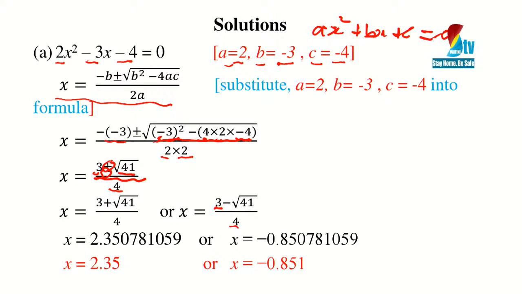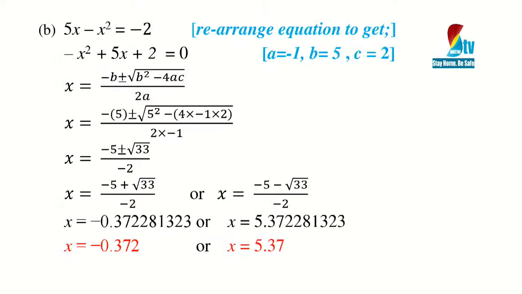Then we punch this in our calculator. It's going to be 3 plus root 41. Then you say equal. Then you divide that answer by 4 to get this value, which rounds off to 2.35 to 3 significant figures. Then you do the same on the other solution, which is going to give us negative 0.351. Let us look at the other example.